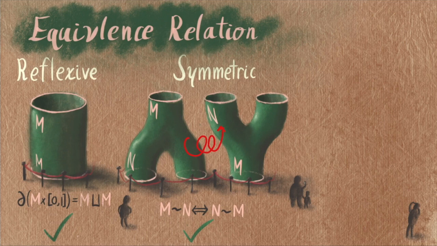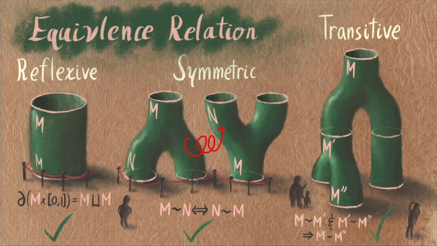Okay, finally we have transitivity. If we have a cobordism between manifold M and M prime, and then another different cobordism between M prime and M double prime, is there a cobordism between M and M double prime? You can see in this picture, again, yes. You just take these two cobordisms and stick them together.